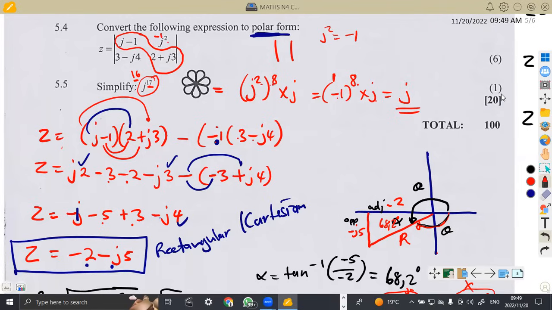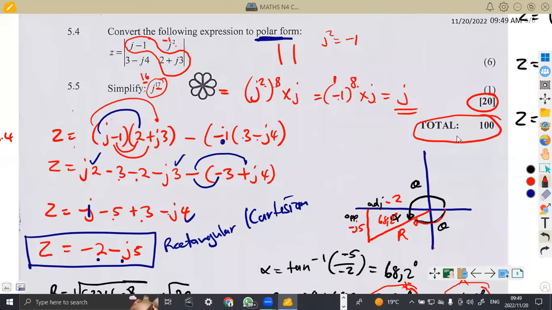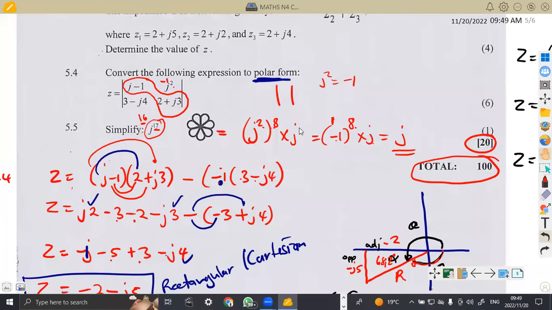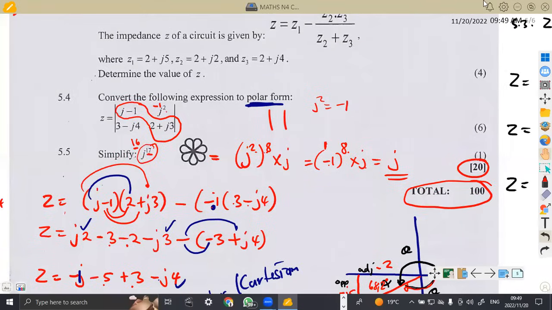So that's 1 mark, making a total of 20 marks, and a total of 100 in this question paper for Maths N4. So this was the question paper, guys, November 2022, Mathematics N4 from Maths on African Motives.